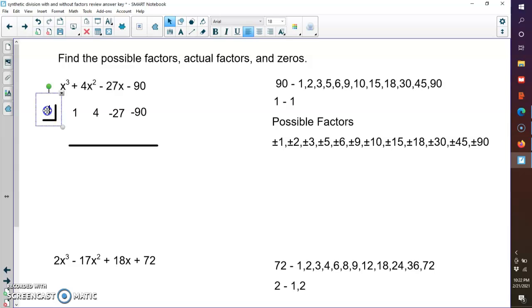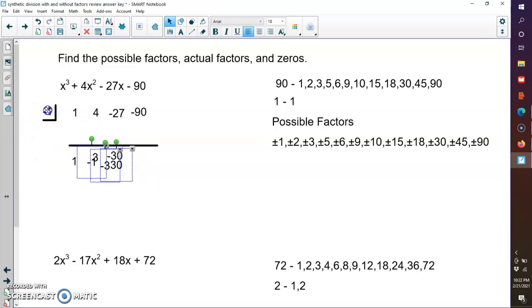We're going to try negative 1. All right. So negative 1 and 1. Drop that first 1, we get negative 1. We get 3. 3 times negative 1 is negative 3. We get negative 30. Negative 30 times negative 1 is positive 30. And we get a negative 60 here. And that's not 0. So that's no good.